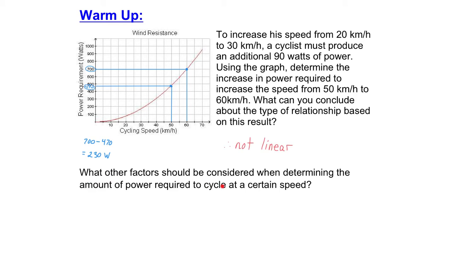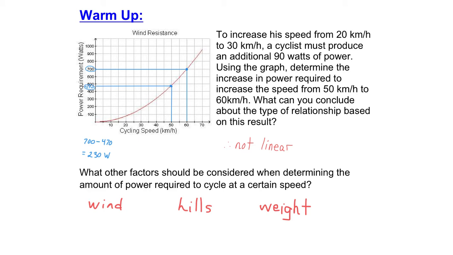So what other factors should we consider when determining the amount of power required to cycle at a certain speed? Well, you may have thought about things like wind resistance, or whether or not you're going up a hill or going downhill, or how much weight the cyclist is, or how much weight the bike is. Things like that. Those are other things to consider when you're trying to figure out how much power it takes to go a certain speed on a bike.